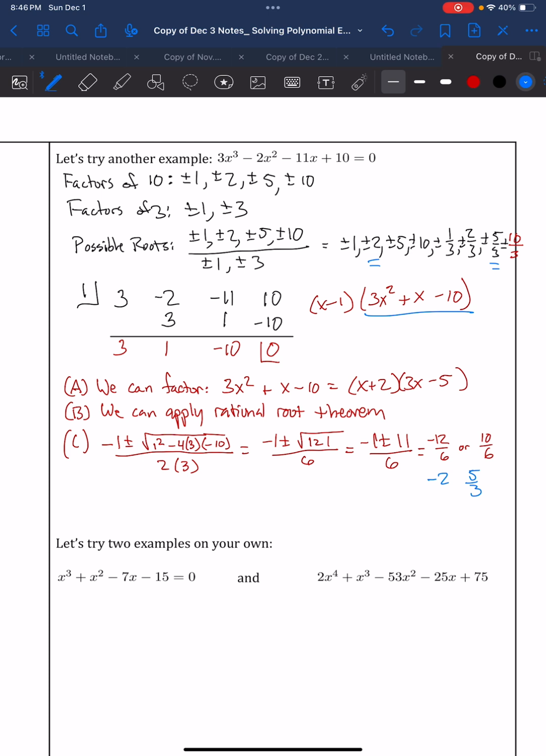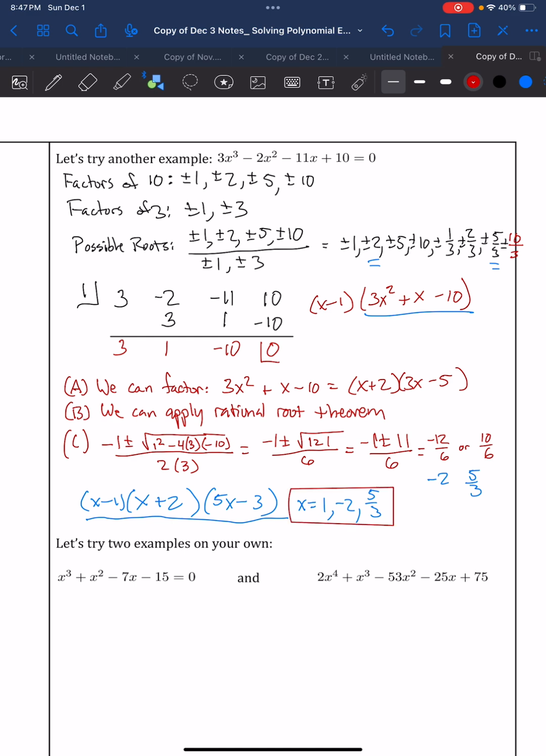So this tells us that we have x minus 1 times x plus 2, because that's negative 2, and then 3x minus 5, because 5/3 is the other root. And this gives us our solution, because that means x equals 1, negative 2, or 5/3. And that's how we use the rational root theorem. And there's a couple more examples here for you to try on your own.